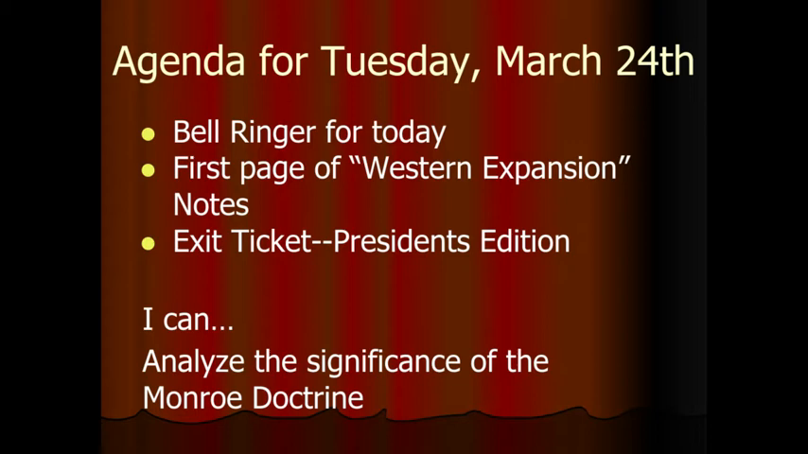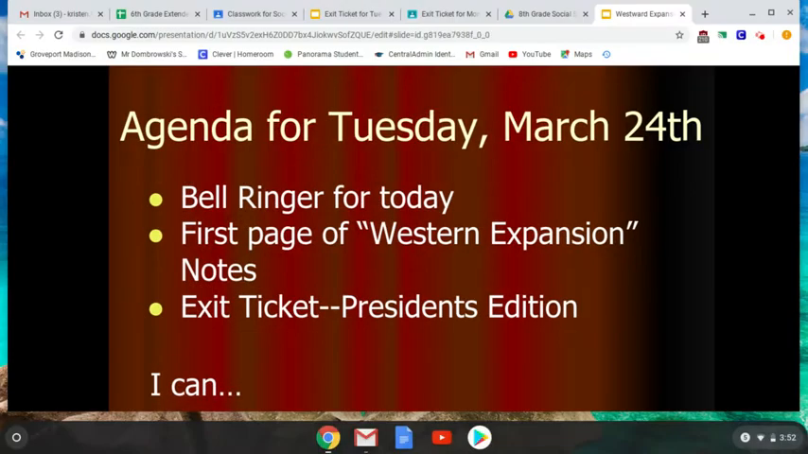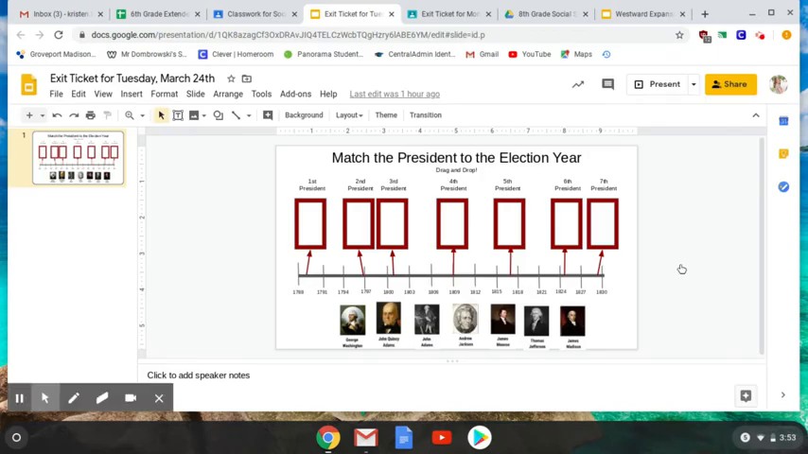And then today we're going to do this video for the first page of Western expansion notes. Pause during the slides if you need to copy something down or I'm talking too fast. And then the exit ticket is the President's Edition, which is something that I made. So let me show you real quick the exit ticket for today. I just want you to look at who is in charge during this Western expansion, but I thought we'd also do a little bit of review.